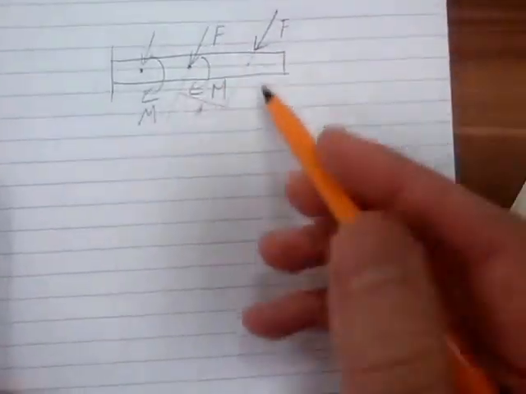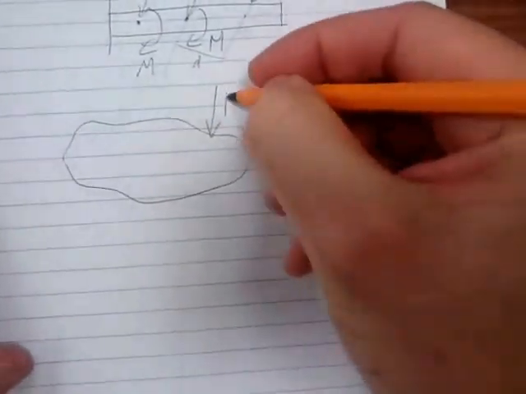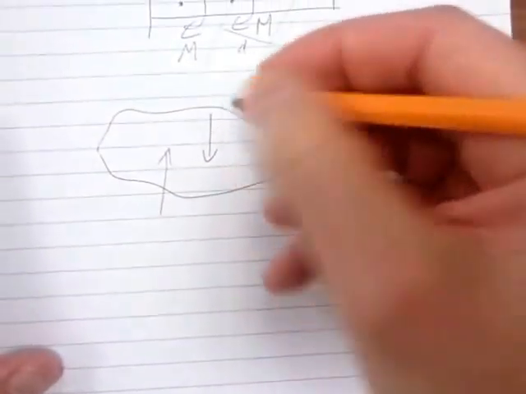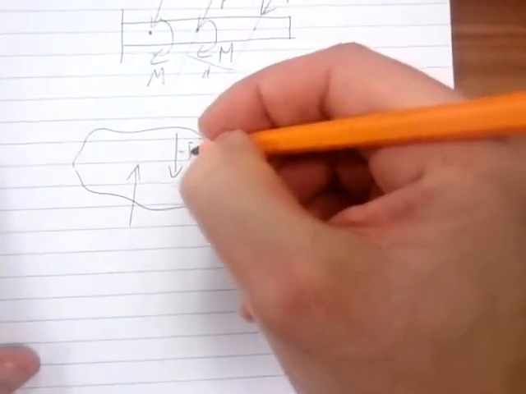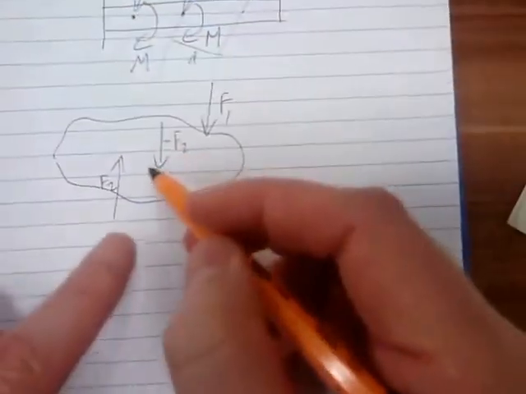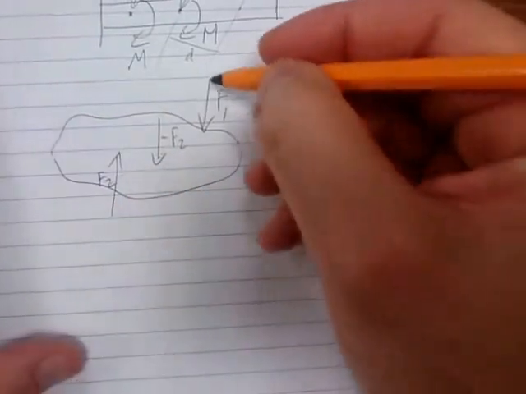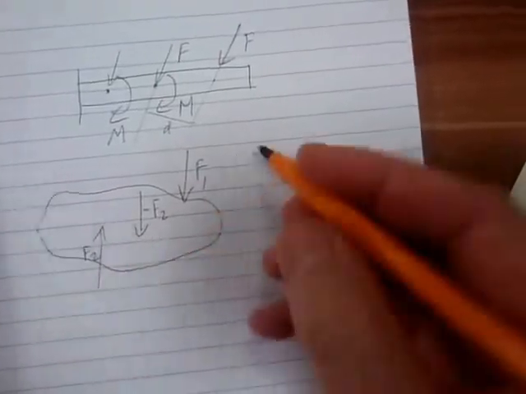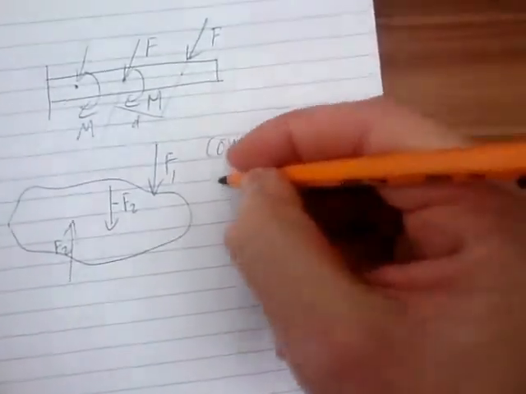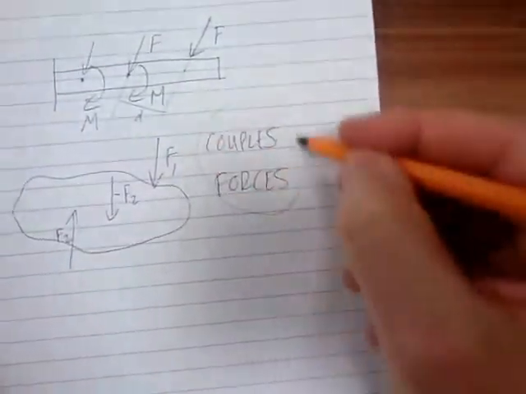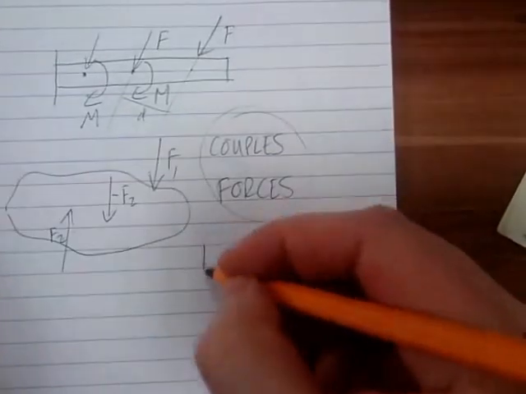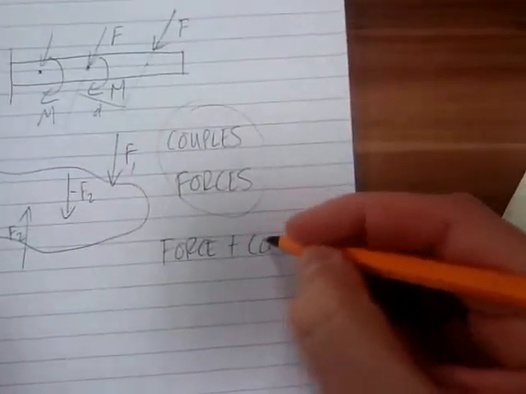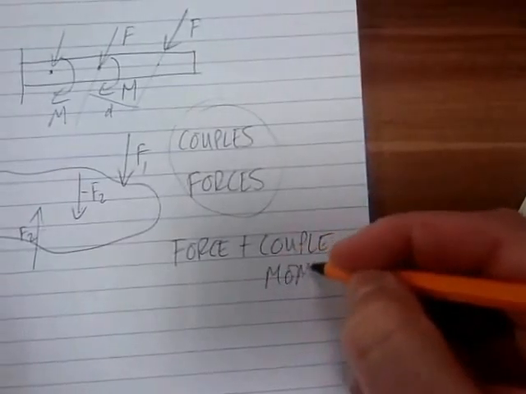Now this is just one single force, but what happens if I have a body like that, and I've got a force, say F1, and minus F2, and I've got some couples, right, guys? Remember what is a couple? And I've got some forces. So if we want to simplify this system, we've got couples, we've got forces. We want to simplify this to a single force plus couple moment. That's what we want to do.